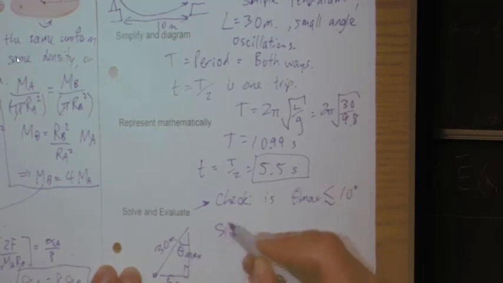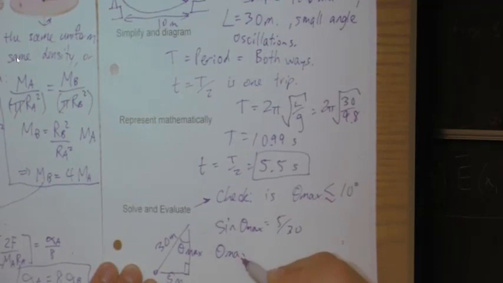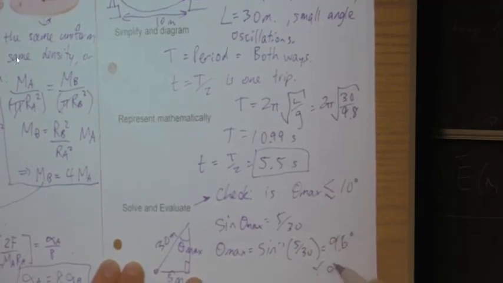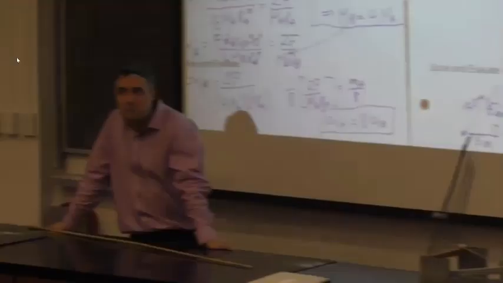So sine of theta max is 5 over 30. So theta max is sine to the minus 1 of 5 over 30. So I got 9.6 degrees. So this is okay. It's less than 10, so I guess it's probably okay. It's about 5.5 seconds. It keeps all your mistakes to within about 1% if you keep the angle to less than 10 degrees. Are there any questions about that?